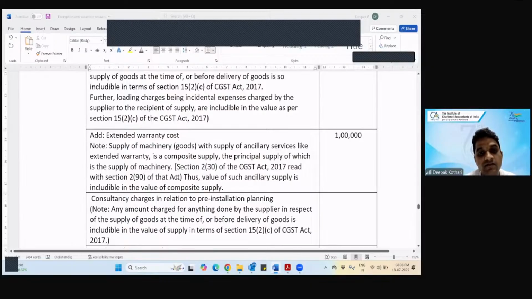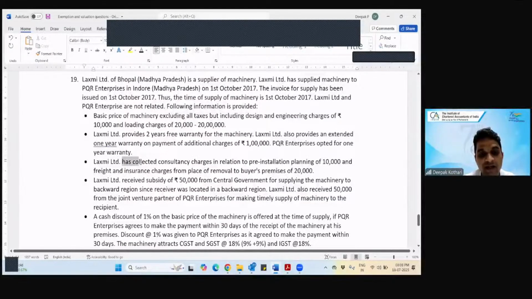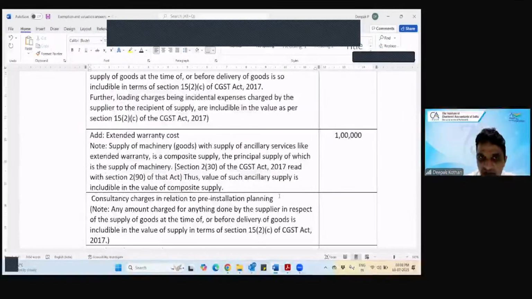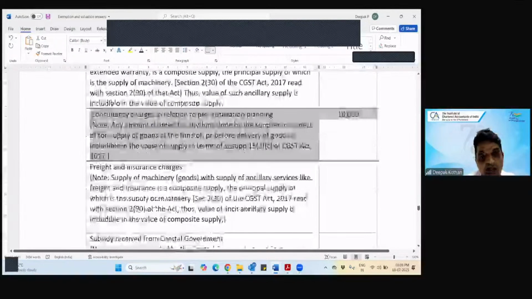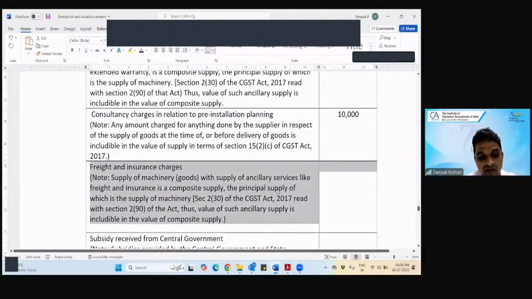Okay. Next is consultancy charges. Lakshmi Limited has collected consultancy charges in relation to pre-installation planning of 10,000 rupees and freight and insurance charges from place of removal to the buyer's premises of rupees 20,000. So this also has to get added. Consultancy charges for pre-installation planning, 10,000, we will add, and freight and insurance charges, 20,000, also we will add, because of section 15 subsection 2, clause C.